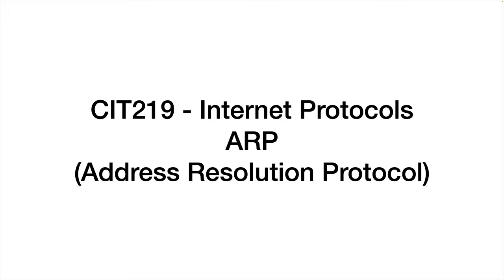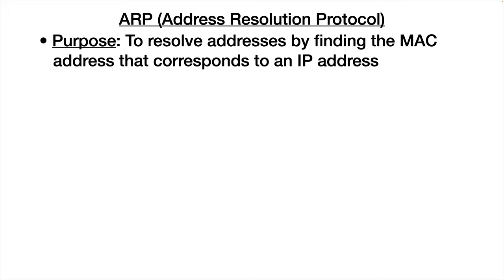Okay, this lecture is over the ARP protocol. ARP stands for Address Resolution Protocol, and the purpose of ARP is to resolve addresses to find a MAC address that corresponds to a given IP address. The reason we need to do this is most communications are IP packets, but as you should know, when machines need to communicate with other machines on the same network, or possibly the default gateway, which is on the same network, it needs to do that by MAC address.